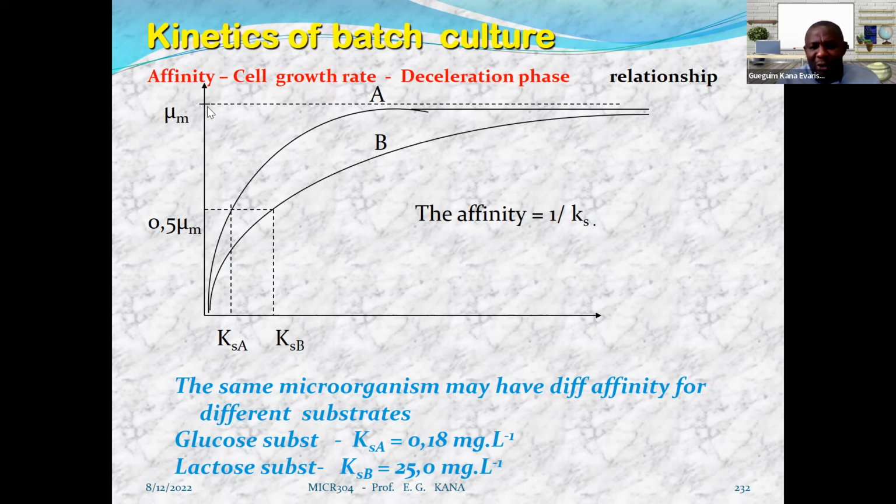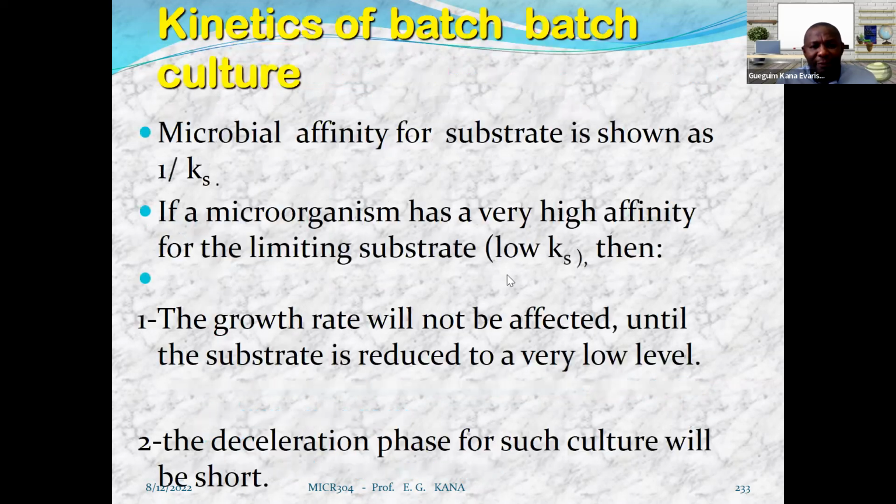Now, let's summarize something here, which I'd like you to underline each of those statements. All the answers that you have provided, I'm referring to all the students that provided answers, can be summarized with these theories here, okay? Underline this theory. Let's go through them first. That if a microorganism has high affinity for the limiting substrate, in bracket low Ks, then the growth rate will not be affected until the substrate is reduced to a very low level.